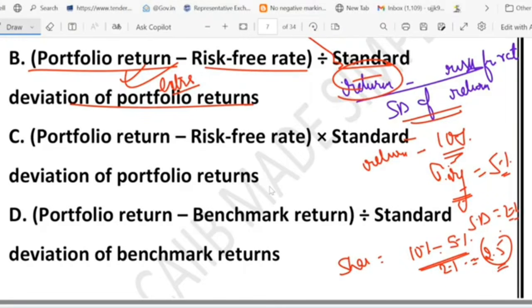What about option C? Here they have multiplied it. Instead of dividing, they have multiplied. So it is quite incorrect. Option D is also incorrect.